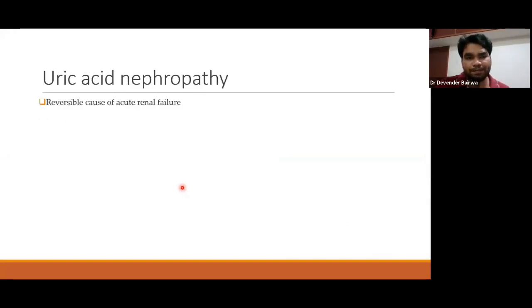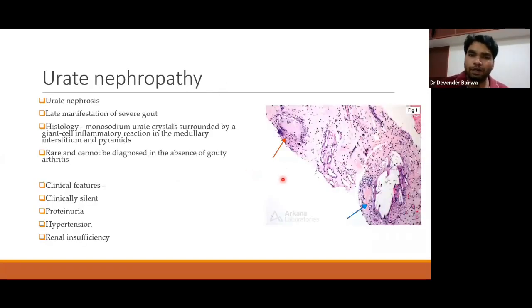Uric acid nephropathy. So uric acid nephropathy is generally an acute presentation. So it is a reversible cause of acute renal failure. Now understand this. In urate nephropathy, because of a long-standing disease, there is accumulation of urate in the interstitium of your tissue, basically the kidney.